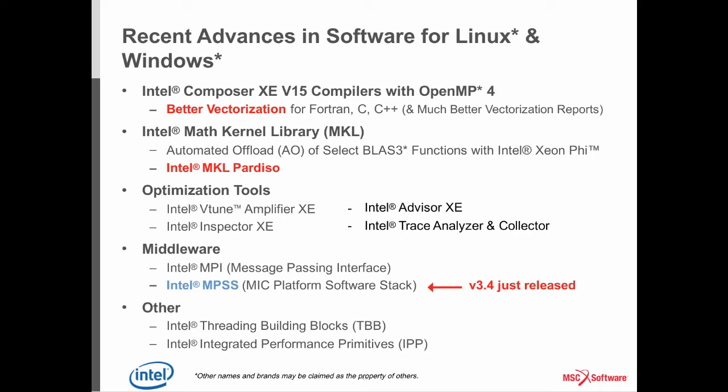VTune Amplifier. We have two new products, Advisor and Inspector, that can be used, for instance, to look for memory leaks or race conditions. And then we also have Intel Trace Analyzer and Collector for MPI codes that do distributed multiprocessing. There's also Intel MPI. And then if you use Xeon Phi, there's another package known as Intel MPSS. And then in addition, we also have TBB, which is our Threading Building Blocks. These are open source as well as commercially supported functions. And then in addition, we have the Integrated Performance Primitives.